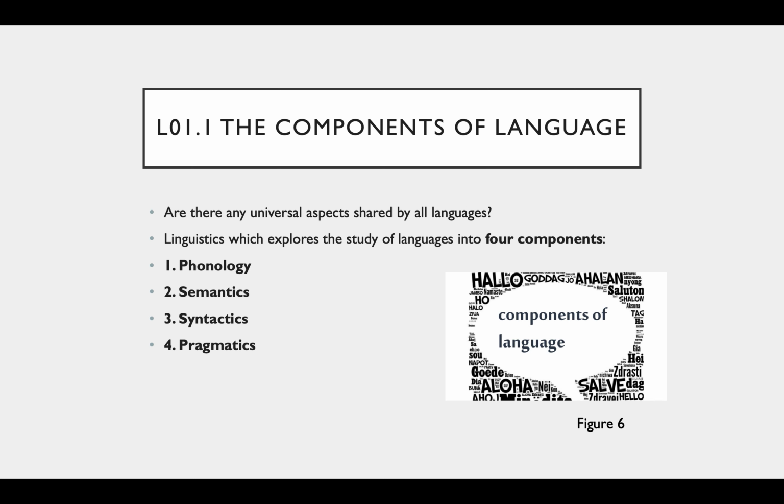Learning outcome 1.1, the components of language. Are there any universal aspects of language that are shared by all languages? So we look at linguistics here. Linguistics is the study of language, and it is divided into four parts: phonology, semantics, syntactics, and pragmatics. So we're going to be studying the next section to understand what makes up language, firstly. Let's begin.